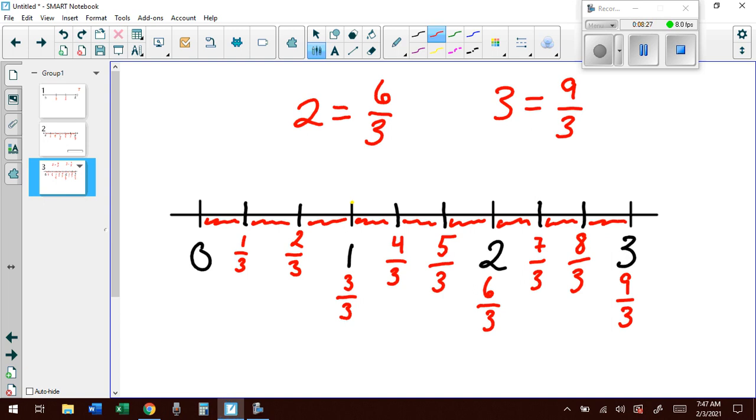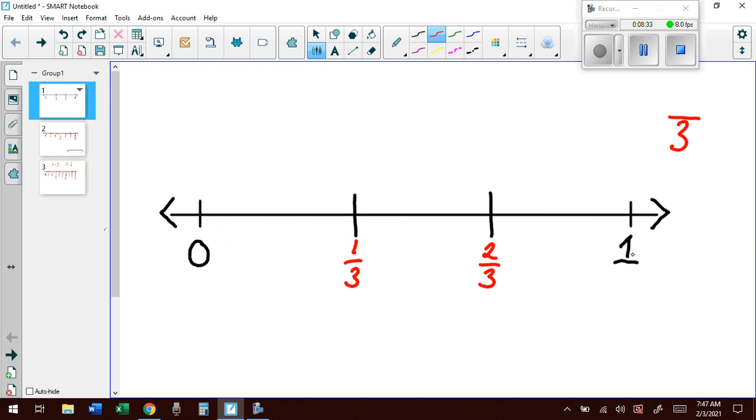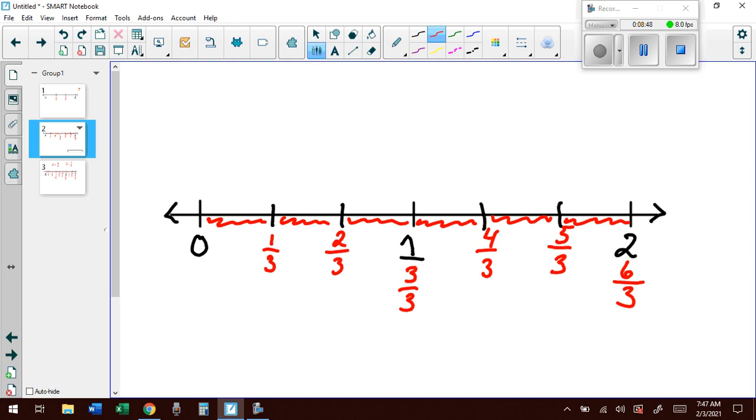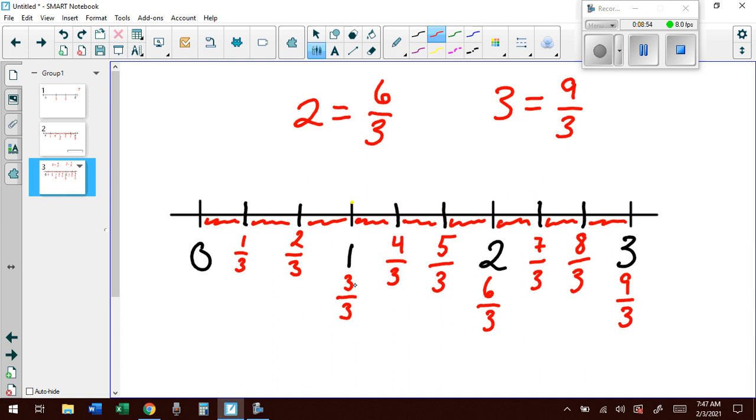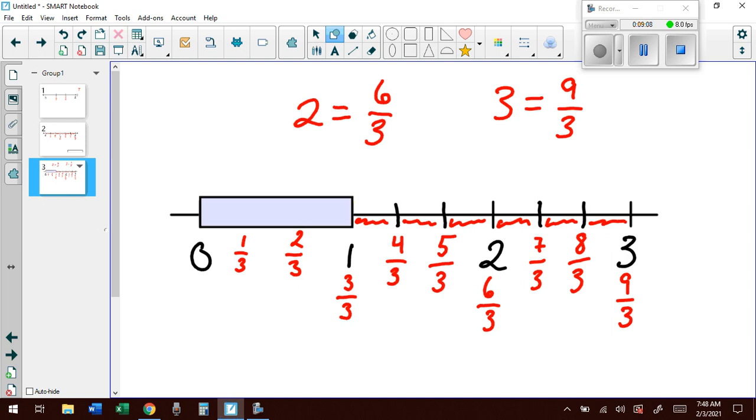Whatever you have for a whole piece, in our situation it was 0 to 1, that was the one we're looking at. 0 to 1 was thirds. Before you start with your number lines, you need to figure out 0 to 1 whole. And everything after that is just counting. 1, 2, 3, 4, 5, 6. 1, 2, 3, 4, 5, 6, 7, 8, 9. However, before you can start, you need to figure out what 1 whole is.